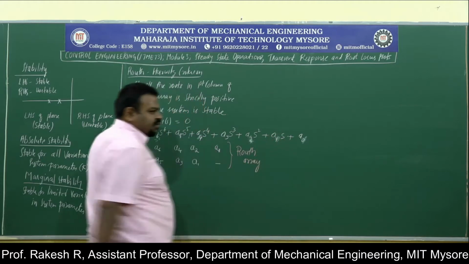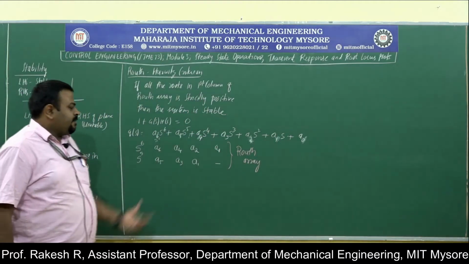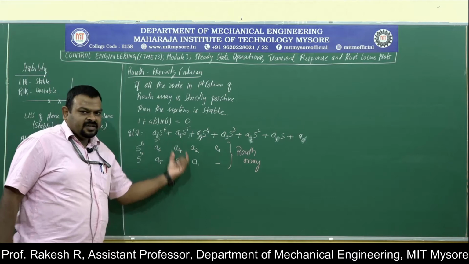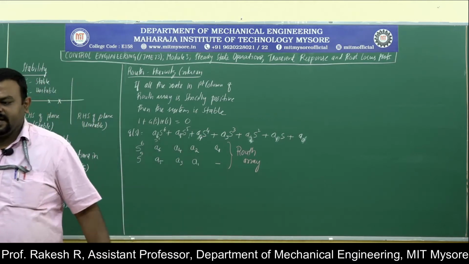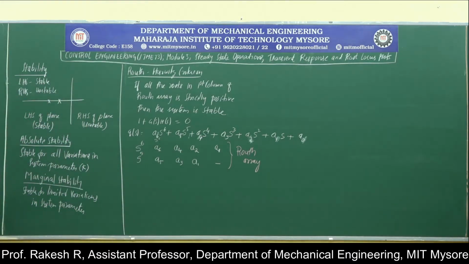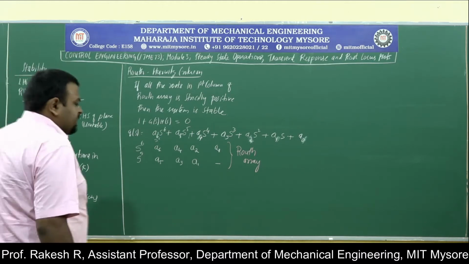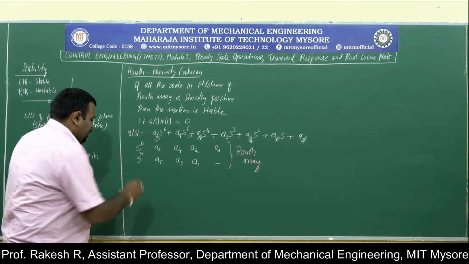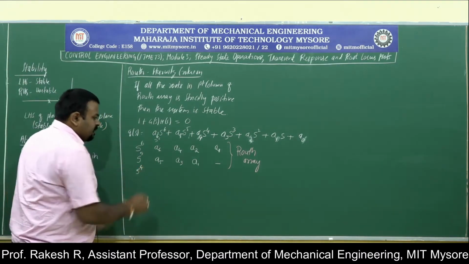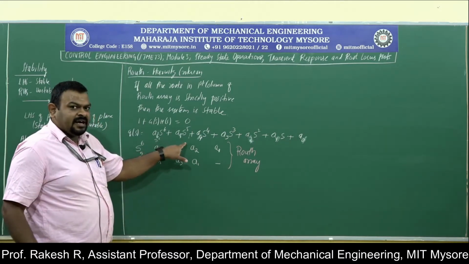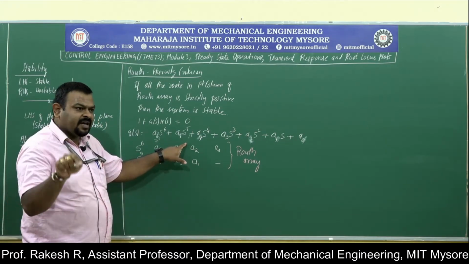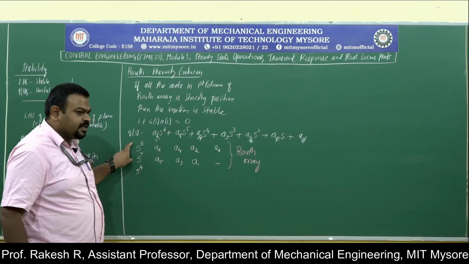It is a basic Routh array. By keeping these two into consideration, the rest of the values we will be taking. If I write the next one, it is s to the power of 4, but from the given characteristic equation, I will write only two things.